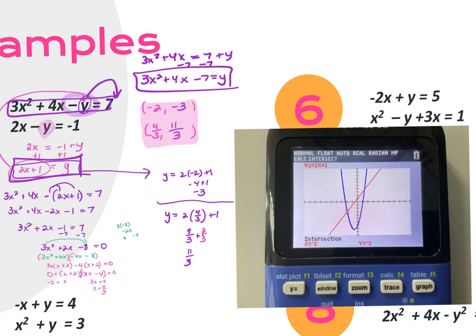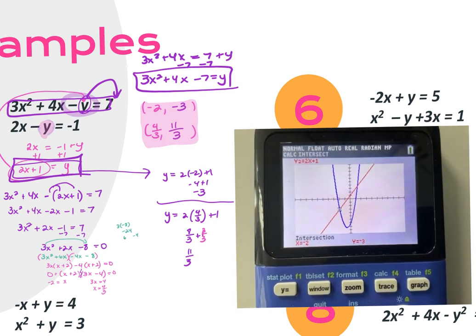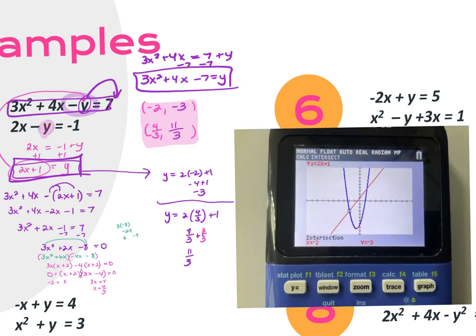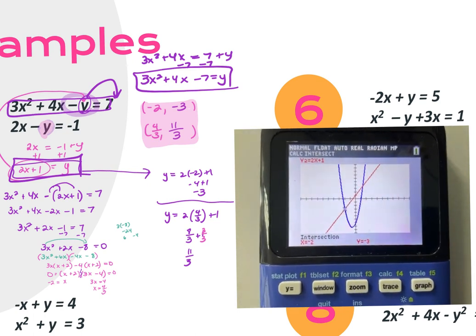I don't think so. It certainly would not. It's either going to be in 2 parts or it's going to be none because the graphing ones you have to do by hand. Yeah.